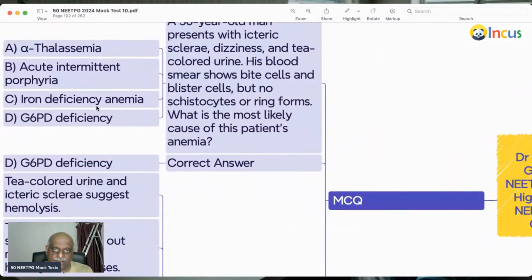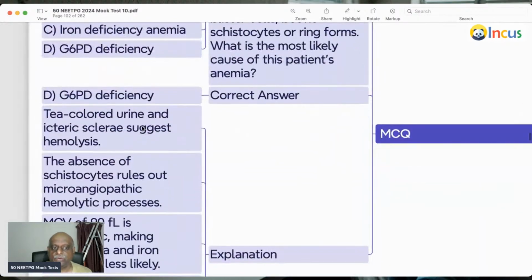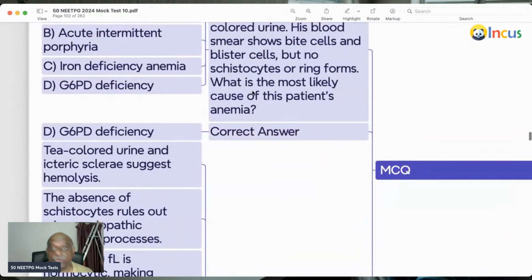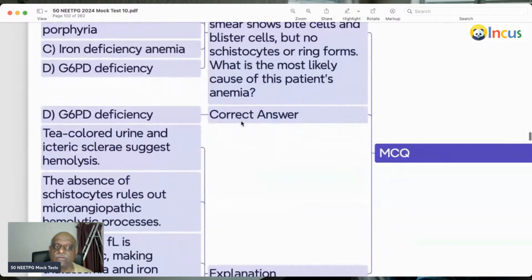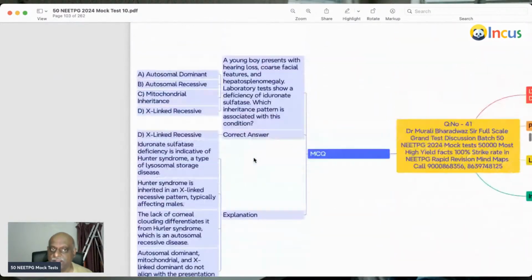A 30-year-old with icteric sclerae, giddiness, tea-colored urine, schistocytes. What is the meaning of schistocyte? There's a hemolysis, so there are no schistocytes. That means it is not microangiopathic hemolysis. So, this is a classical story of G6PD deficiency, is what you should remember.